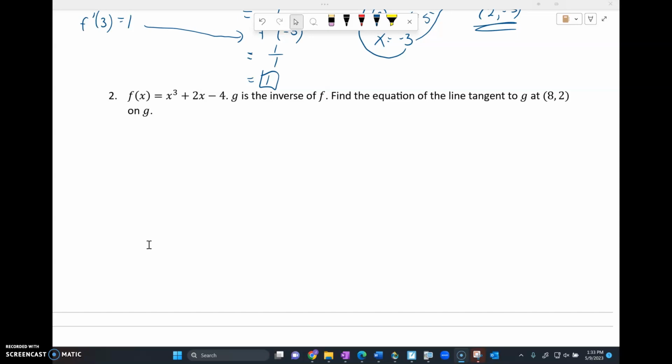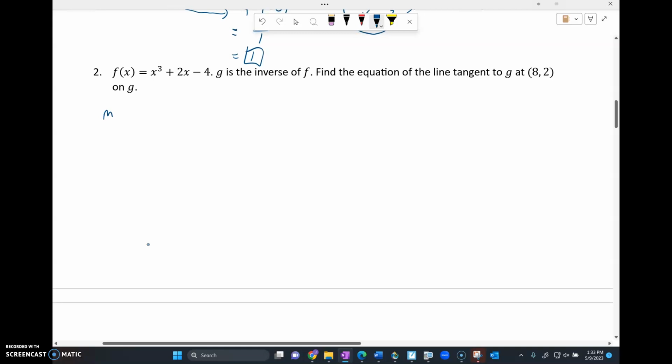So if we're setting this up, we want to find the equation of the tangent line to g at the point 8, 2. Right? So remember, that means that we need to find the equation of the line. So we need two things. We need to have the slope of the tangent line to g at 8, 2. Right? So we know from our previous work that the slope of the tangent line can be found by doing the derivative of g at that point.